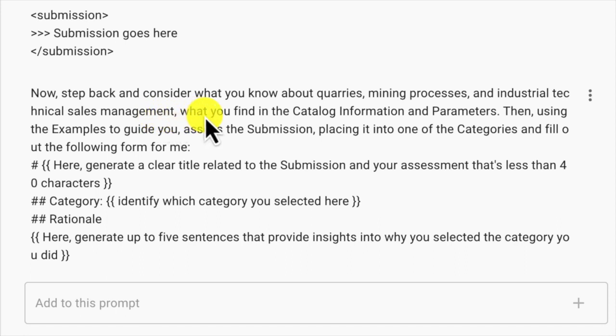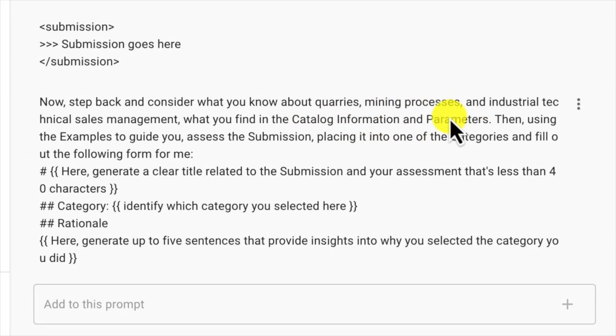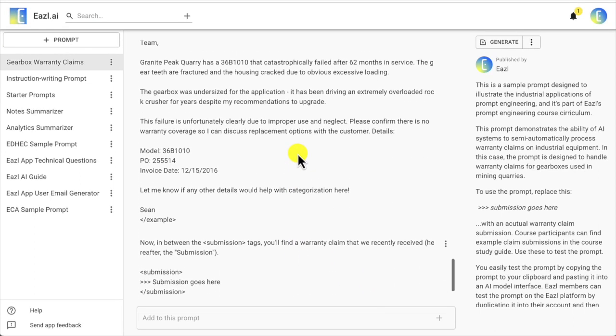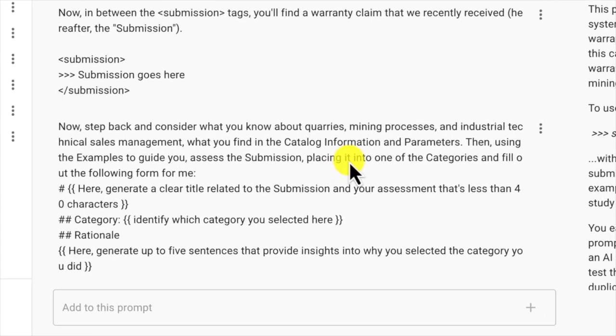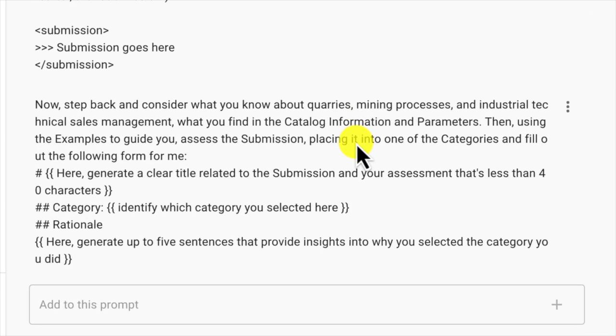We're also telling it to consider what it finds in the capital C Catalog, capital I Information, the catalog information, and the parameters. These are our definitions that are referring back to the information that is encapsulated in our delimiters. You can see that I'm referring back to the information that we taught the AI earlier here in our output. Then, using the examples, capital E, to guide you, assess the submission, which is going to go right here, placing it into one of the categories, and fill out the following form for me.